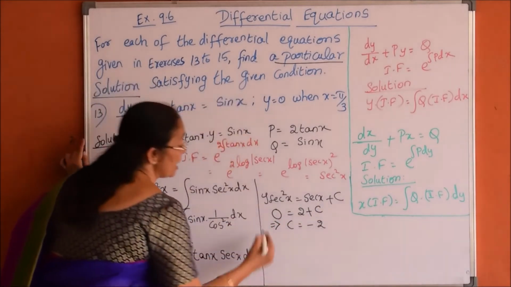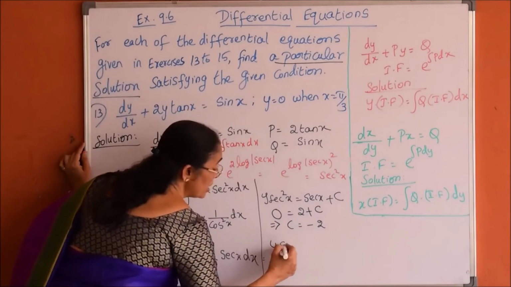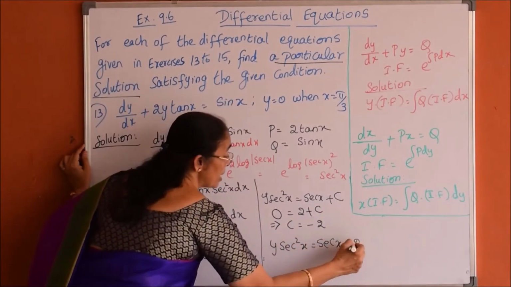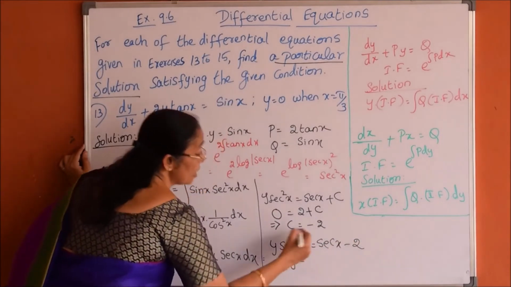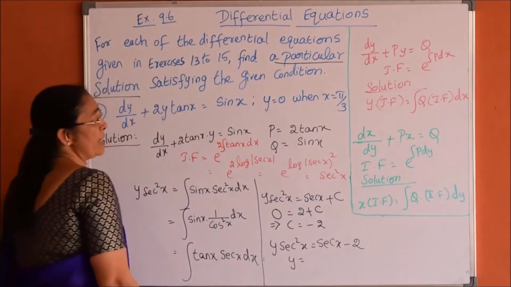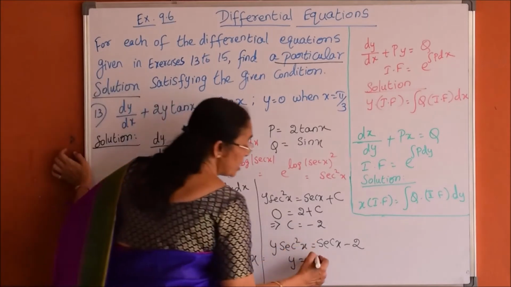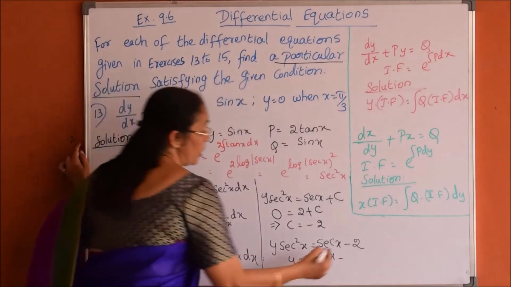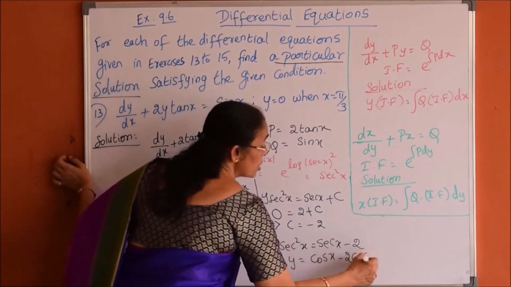So, substituting the c value, y secant square x is equal to secant x minus 2, or y is equal to secant x divided by secant square x, 1 by secant x which is cos x, minus 2 by secant square x, or 2 cos square x.